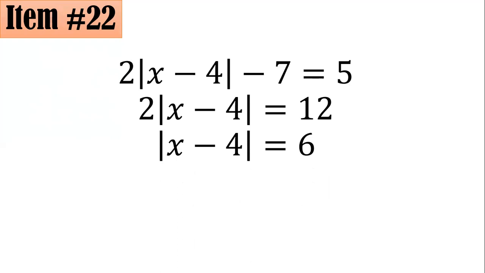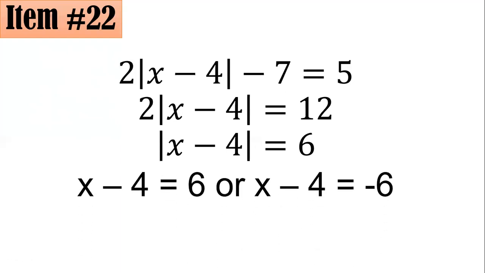And remember, we could see here that the absolute value of x minus 4 is equal to a positive number. Hence, we could apply the property that x minus 4 could be equal to the positive value. That's why x minus 4 is 6. Or x minus 4 should be the negative of this. That's why we have x minus 4 equals negative 6.